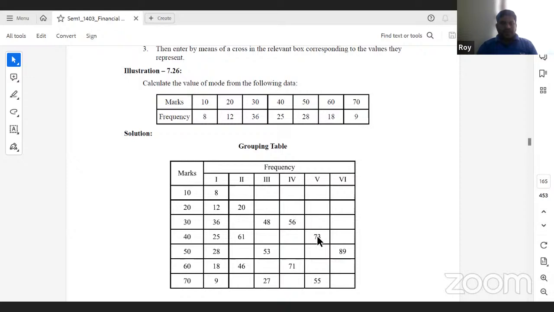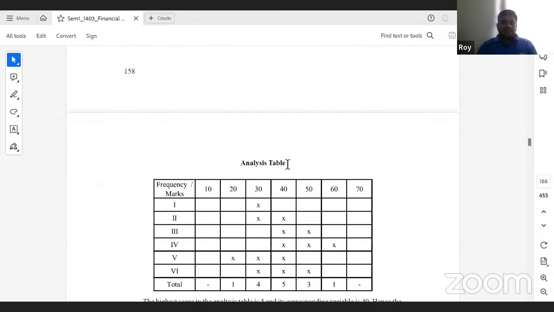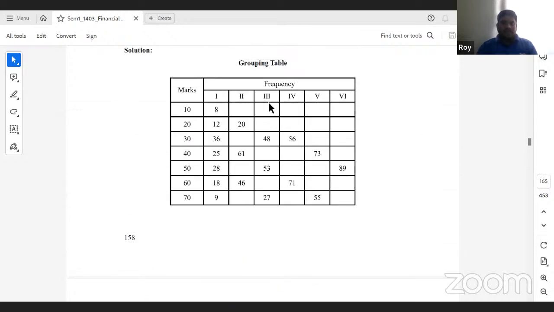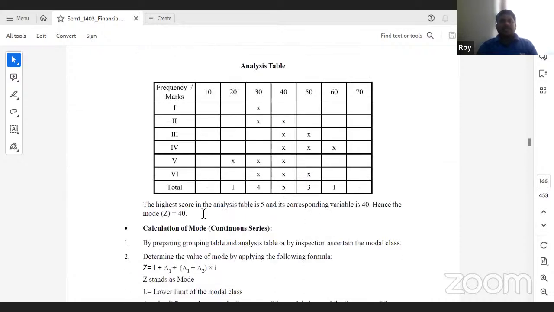And again for the next frequency, leave the first one and add these 3. You'll get 79. And leave the first 2 and add the remaining 3. This is 89. When you get it like this, this is the analysis table. Wherever the table is empty, you mark stars there. The highest score in the analysis table is 5, and its corresponding value is 40. Hence, the mode is 40. Simple.